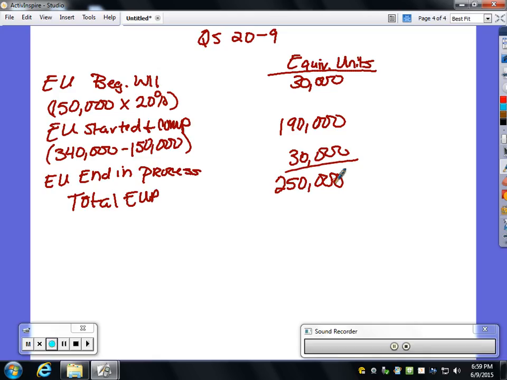FIFO assumes that production begins on newly started units. So you know how I said they may have existed prior to us calculating it, and then we started a whole new production. And so we had no knowledge of what happened before, but we know it exists. And then any goods in process, it's talking about units started that they were not able to complete by period end. But that's what that refers to.